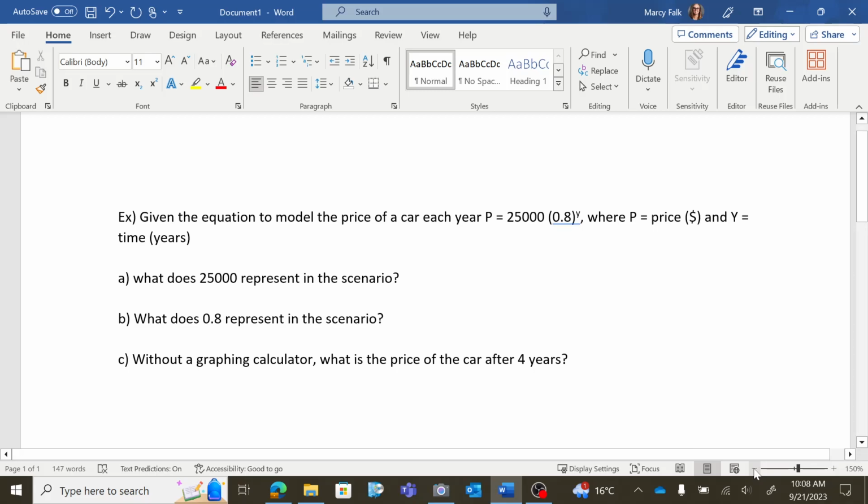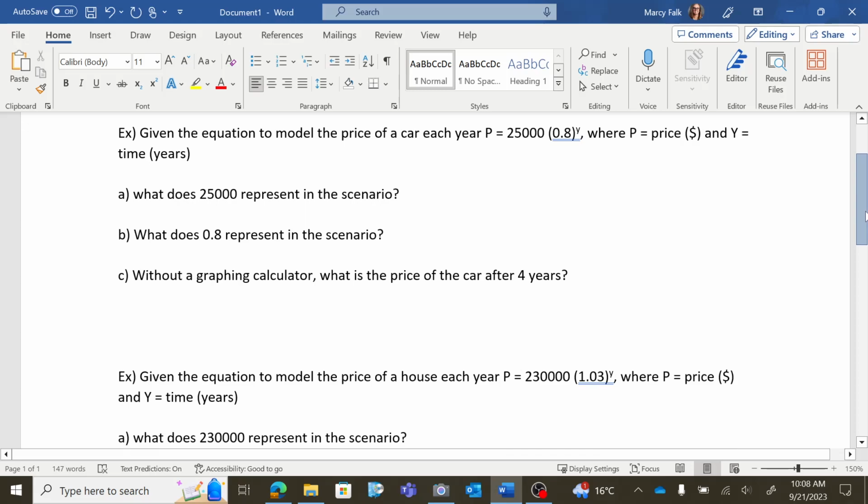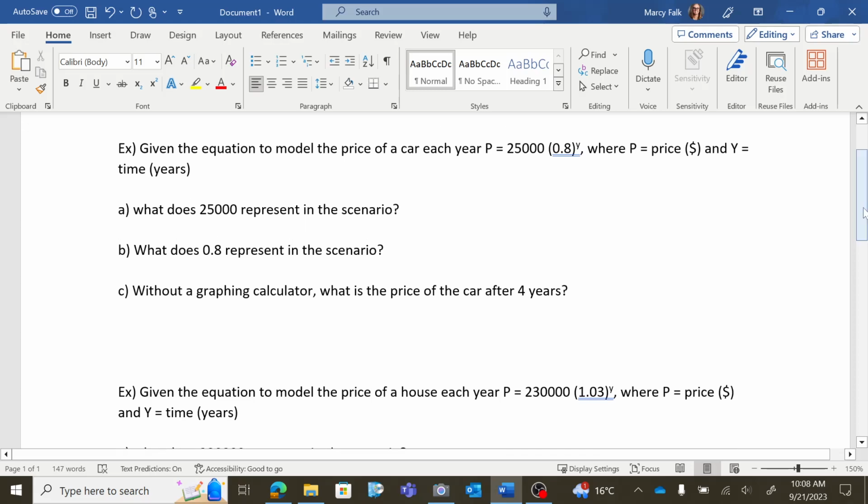Okay, so I gave you this equation. It's nowhere. Don't look for it. It's just on the board. It's nowhere in your booklet. So you want us to write it down? Nope.